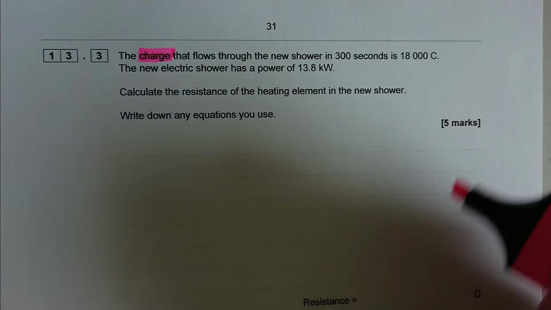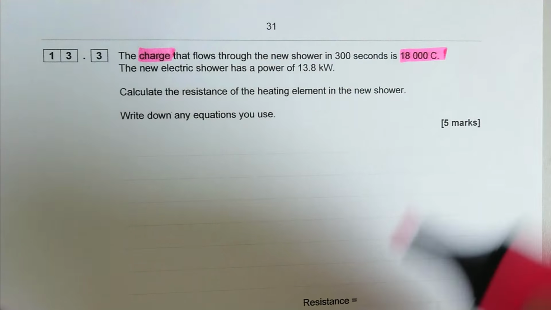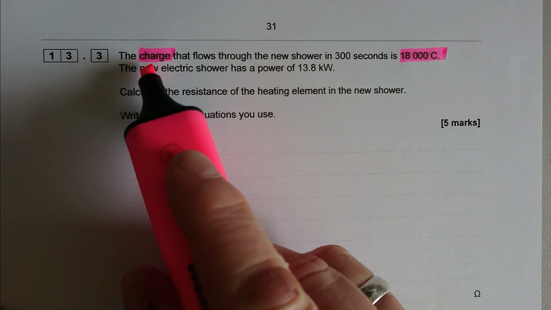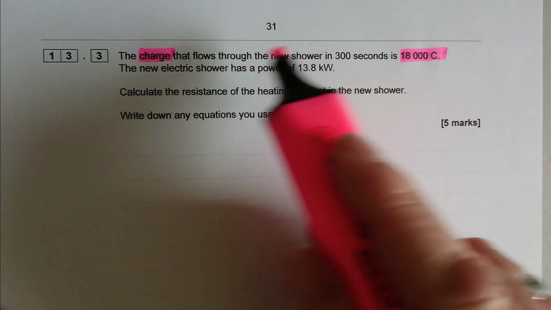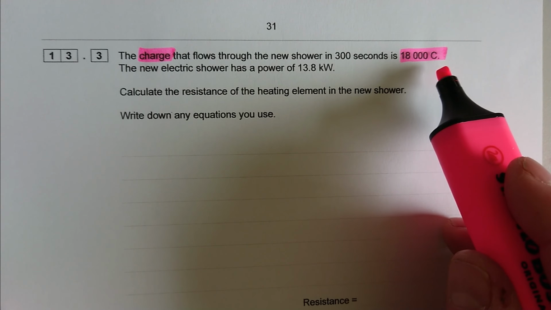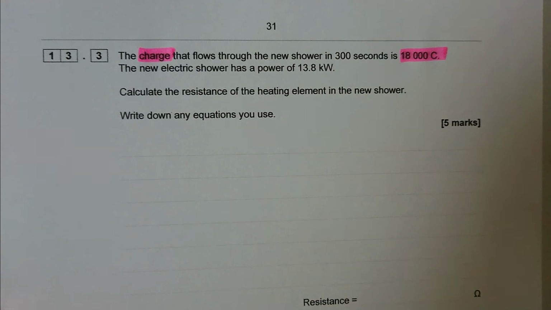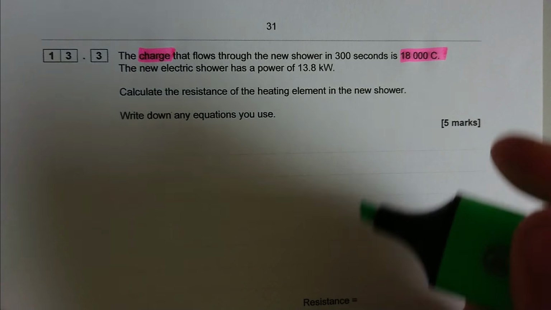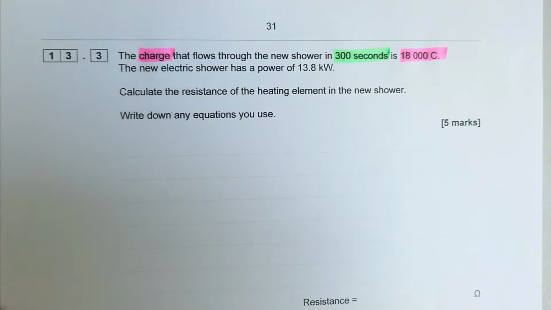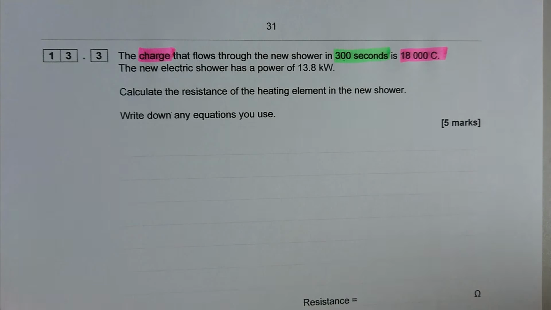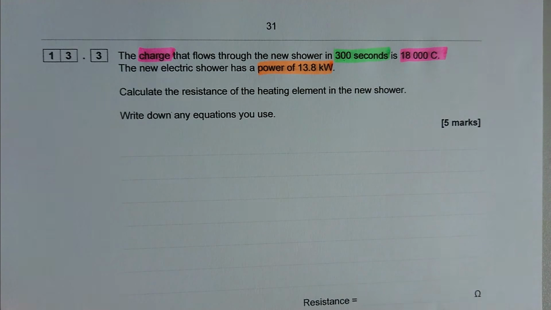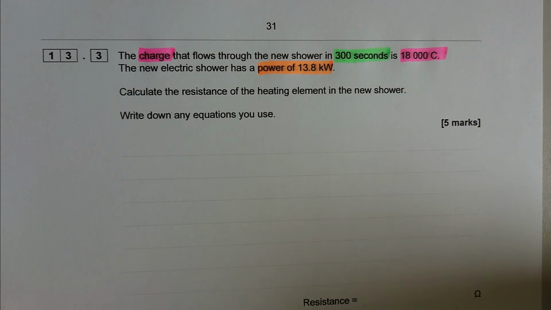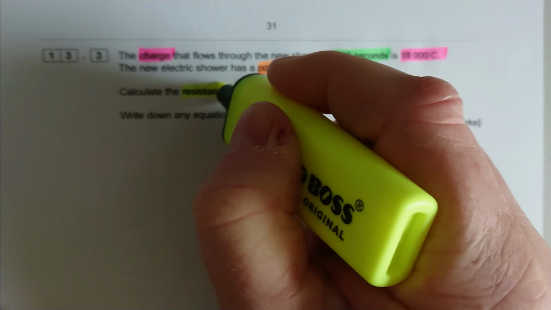that's going to be useful information, that flows through the new shower in 300 seconds is 18,000 coulombs. Notice how they've split up the charge, which tells us what it is, and the number. They're a long way apart, but I've highlighted them in the same colour, so we know that they are the same thing. It tells us 300 seconds, and it tells us a power of 13.8 kilowatts. They then want us to calculate resistance.